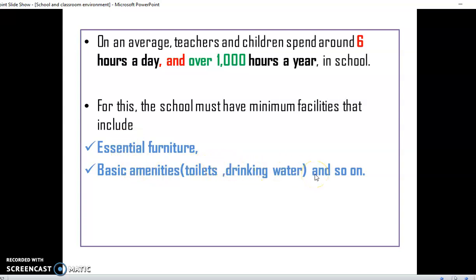Now, whatever I'm talking about here is not what I feel. Okay, instead it is everything that we have discussed so far, taken from a policy document, and this is the reality. And although they are trying very hard in order to fulfill all those basic amenities or essential features, essential furniture, for that matter, toilets, provision of drinking water, all those things are happening slowly, but it is not up to the mark yet.